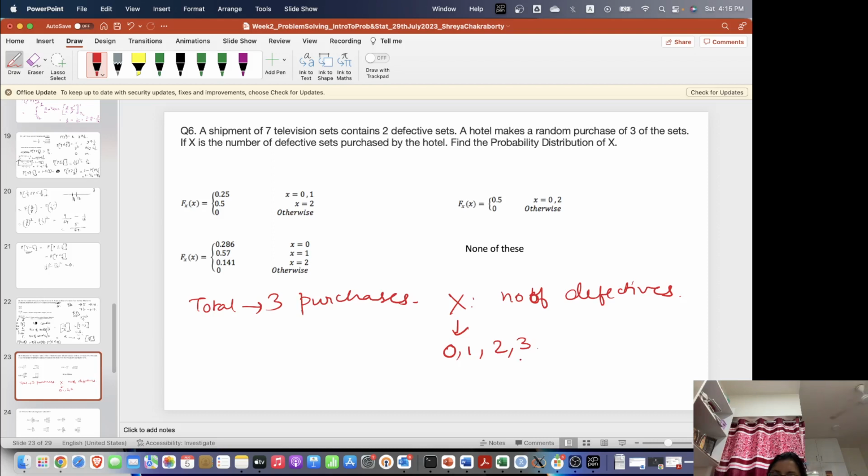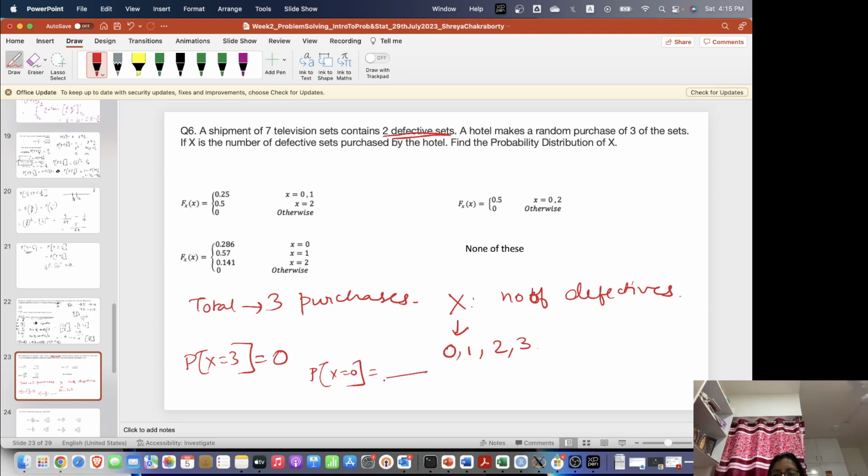Okay. So probability X equal to 3 will be 0. Why? 3 defectives, it's not possible because there are only 2 defective sets. So now we have to find out probability X equal to 0, which means out of the 3 purchases that I've made, none of them are defective.